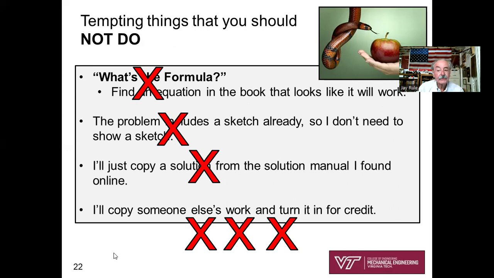And then the worst idea of all is I'll copy somebody else's work in my class and turn it in for credit. That's triple X, right? Because that's a violation of the honor code. So two things wrong with that. It's a violation of the honor code, a reprehensible thing to do. Another thing is you're really not training yourself to solve the problem. You're claiming somebody else's work as yours. Not a good idea.